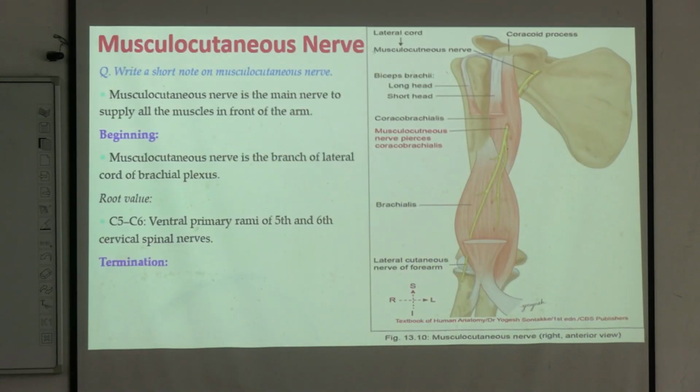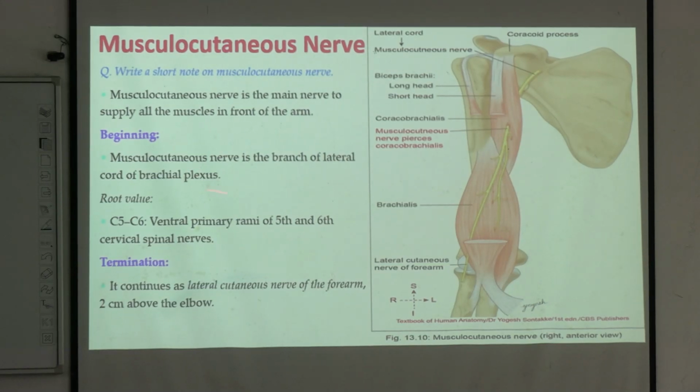Next, the nerve of this compartment is the musculocutaneous nerve. It is the main nerve supplying all the muscles in front of the arm, and it is a branch of the lateral cord of the brachial plexus. Its root value is C5, C6, the ventral primary rami of the 5th and 6th cervical spinal nerves.